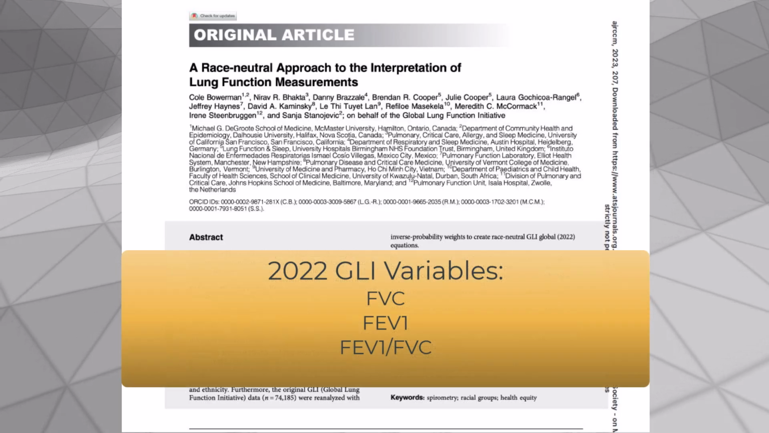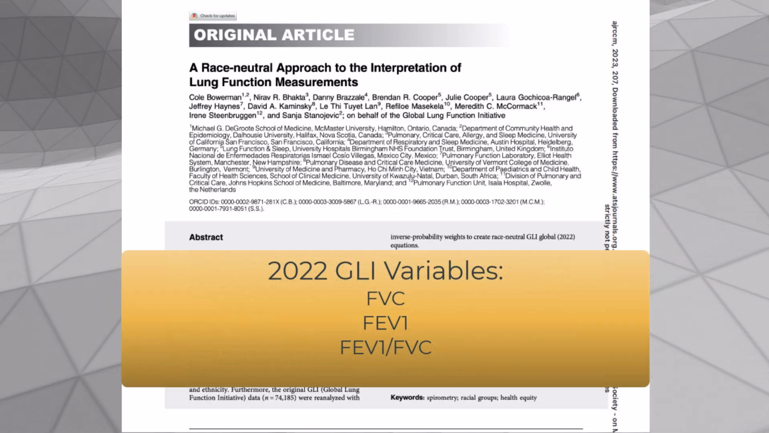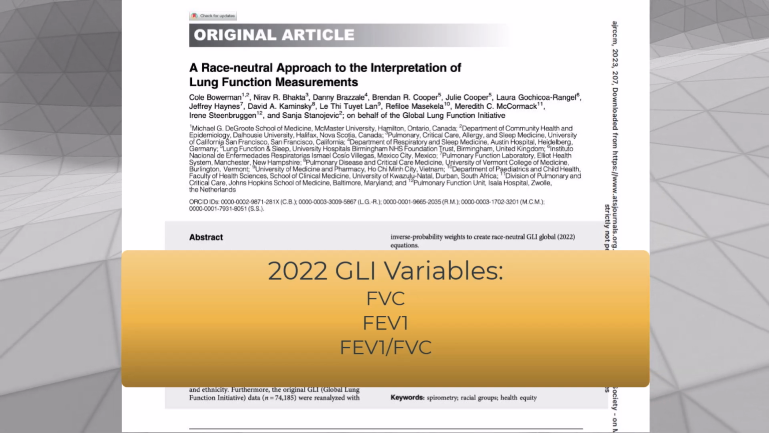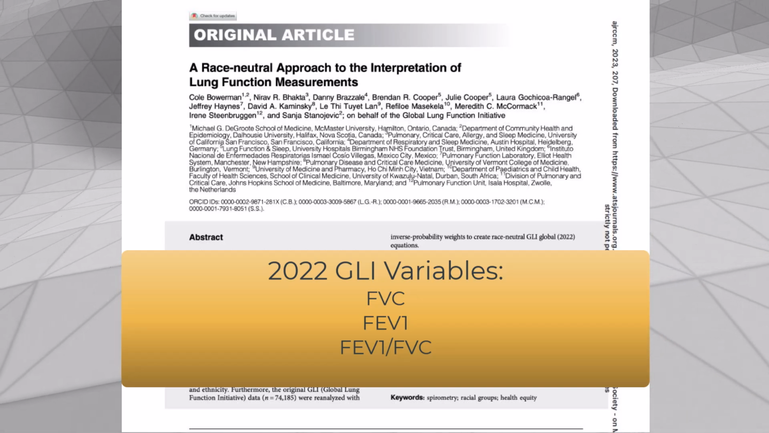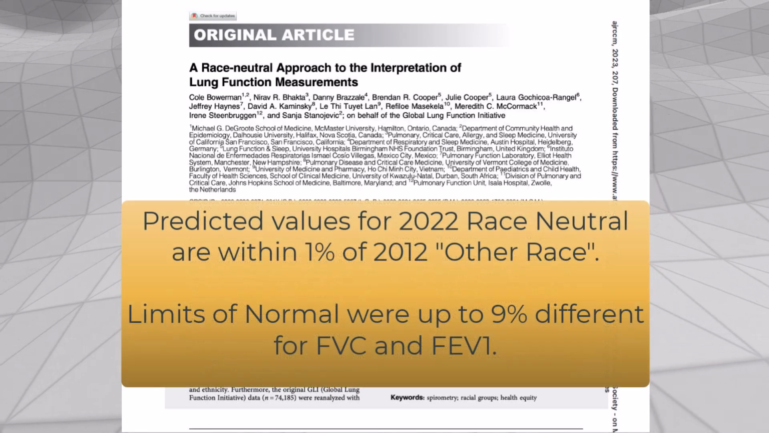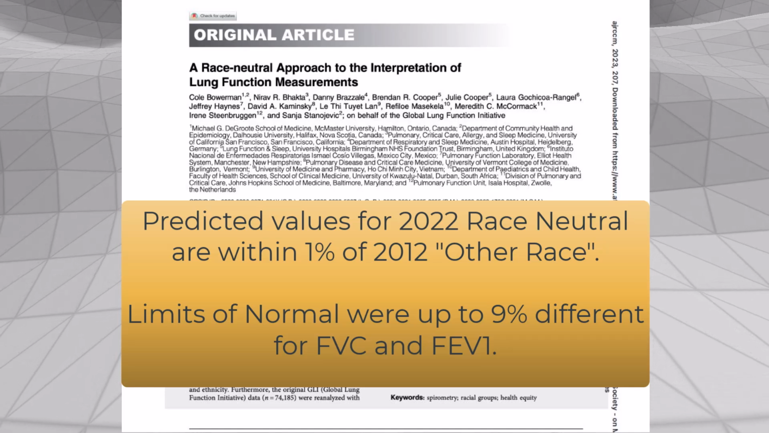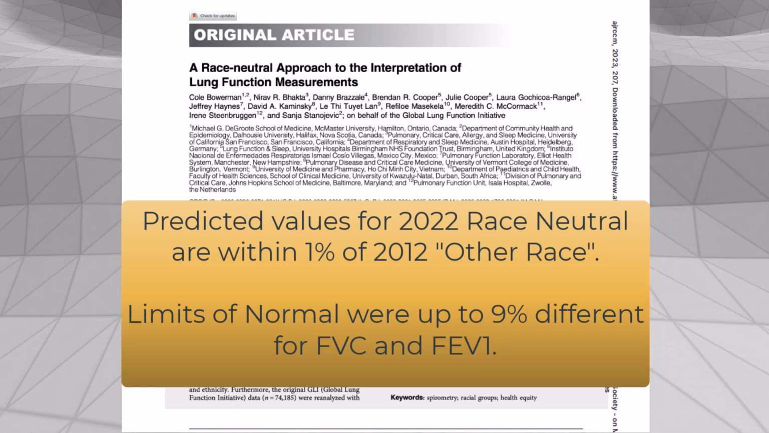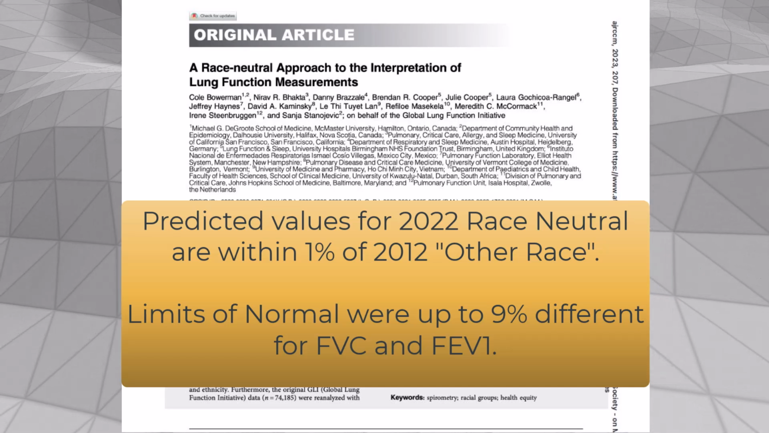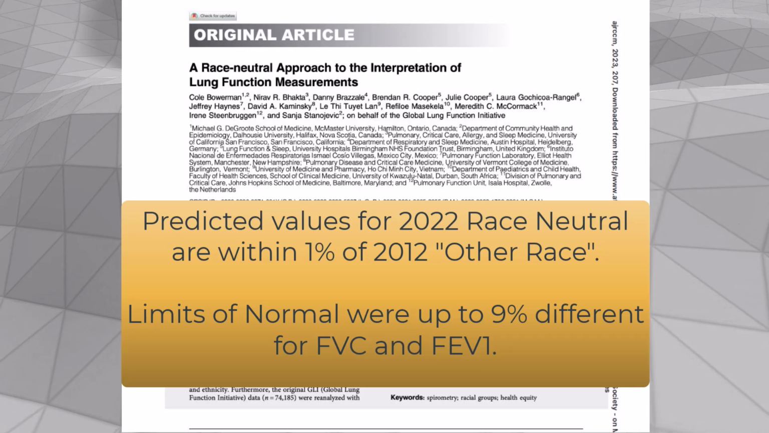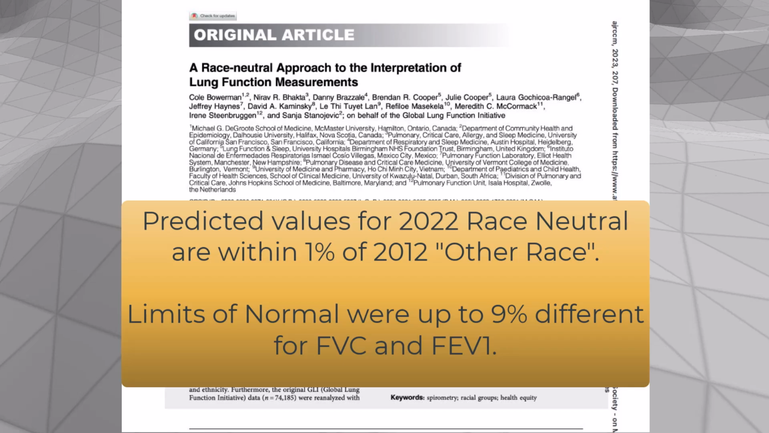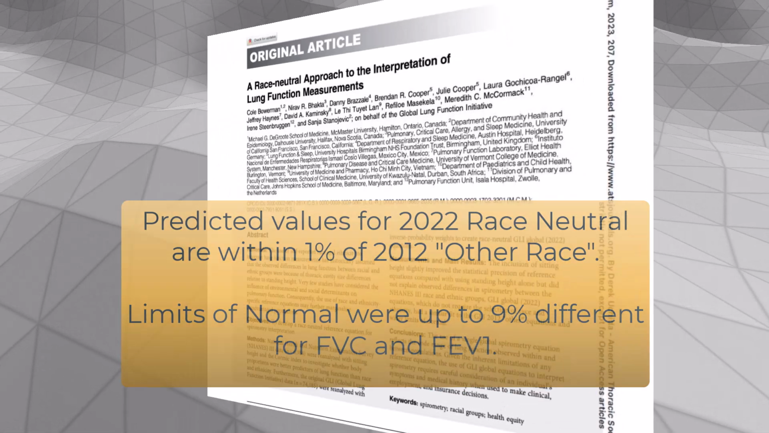However, the 2022 GLI race-neutral equations were limited to only a few spirometry variables. These variables are FVC, FEV1, and FEV1 over FVC. The predicted values for the 2022 race-neutral equations were less than 1% different from the values obtained using other in the 2012 equations. However, the limits of normal were up to 9% wider for FVC and FEV1. Since the FEV1 and FVC were proportionally different between groups, the ratio of FEV1 to FVC was not affected.